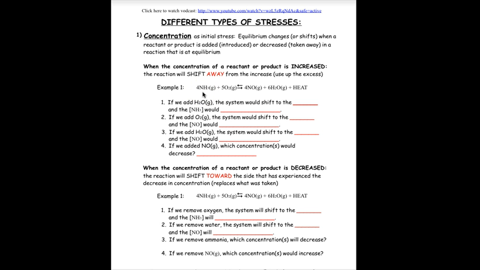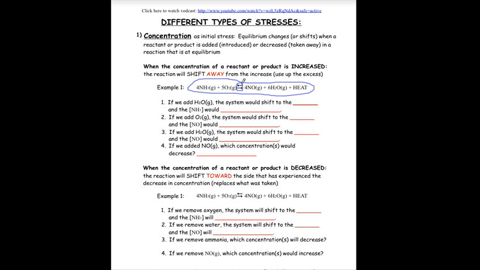The first one we're going to look at is concentration, and how changing the concentration makes it shift. And this is where that phrase, add opposite, remove same, comes into play. Here is our chemical reaction. Notice that it is at equilibrium. It's a reversible reaction because you have that double arrow. The arrows are the same, so it's at equilibrium.